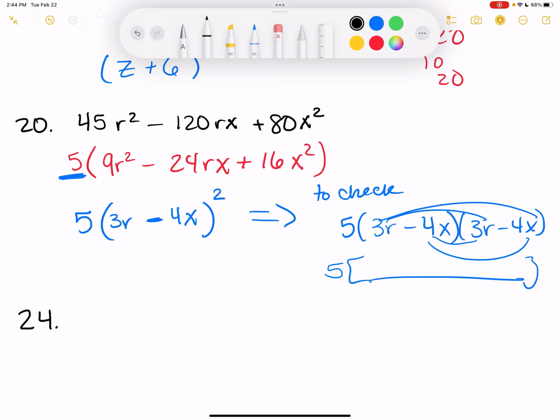Let's see, 24, 16m squared minus 8mn plus n squared. So what is this going to factor into? 4m minus n, squared. Pretty simple. Any questions? We're good.